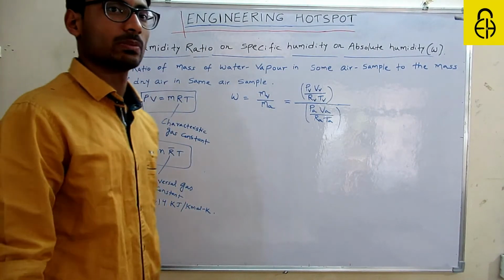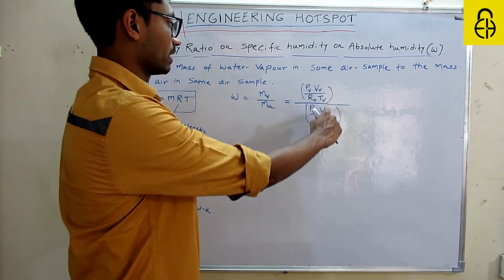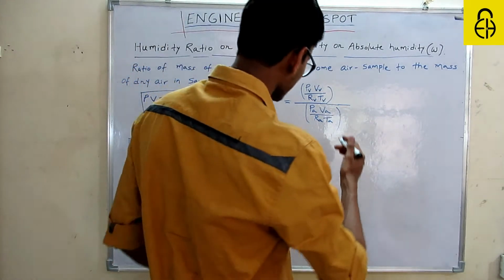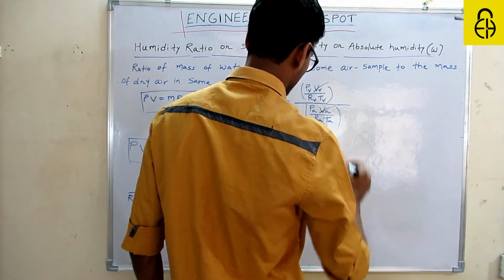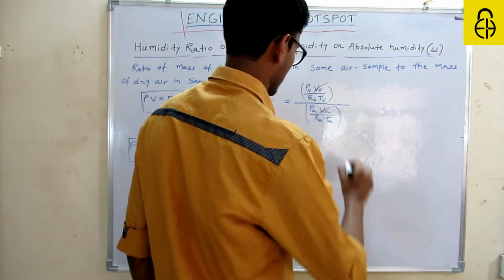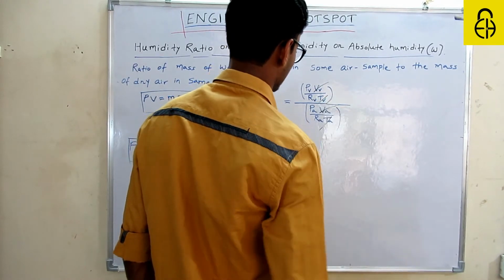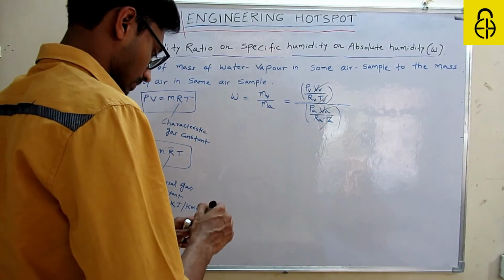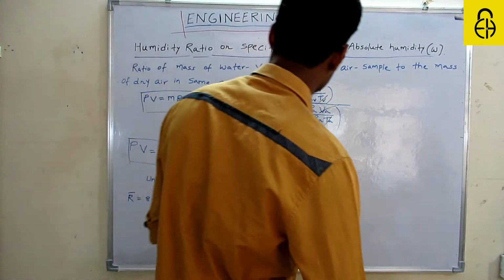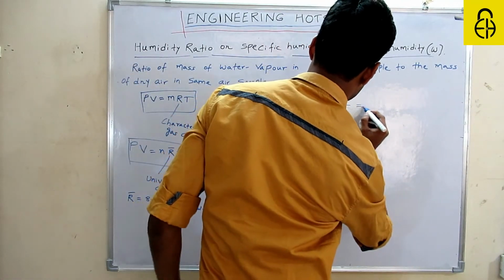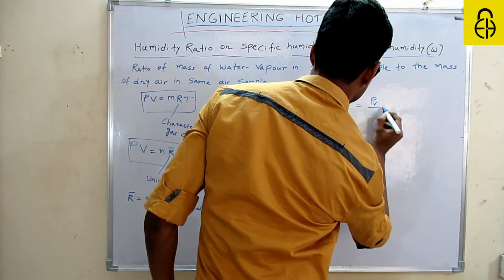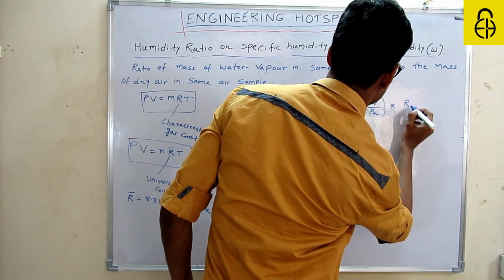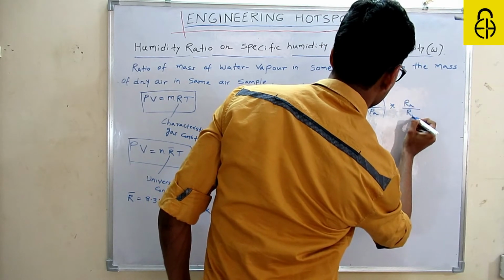Previously I have told you by Dalton's law, PV and PA will be equal because they will occupy the volume of the container. And temperature TV and TA will also be the same, as it will be the temperature of the mixture present in the container. So you can write this as PV by PA into RA by RV.